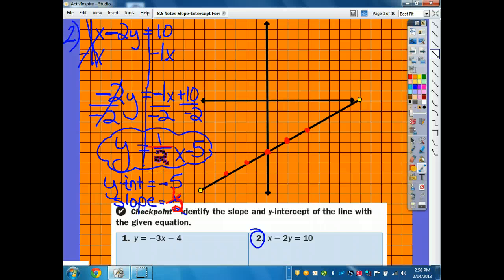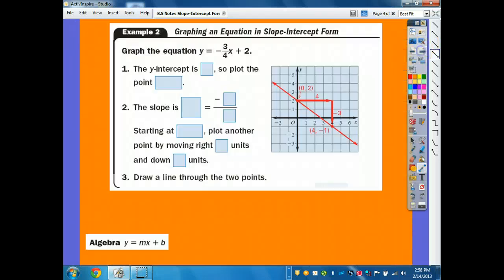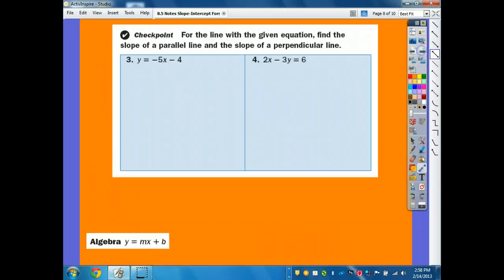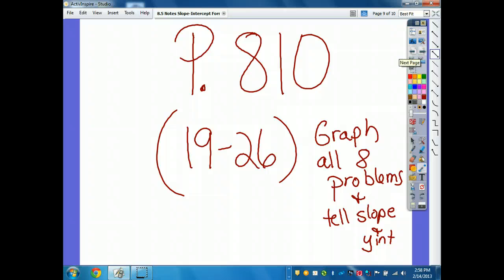We're rocking it. That's where we're going to stop for today. Tomorrow we'll do the parallel and the perpendicular. So for today you have 8 problems. Page 810, 19 through 26. You can put the work in a notebook or something where you tell me what your slope and your y-intercept are. 4 of them you have to rearrange and then tell me what they are. But you have to graph all 8 of them. And that's due tomorrow.